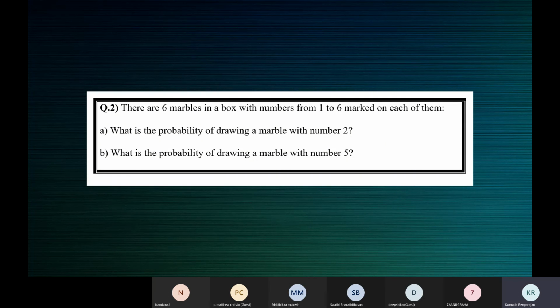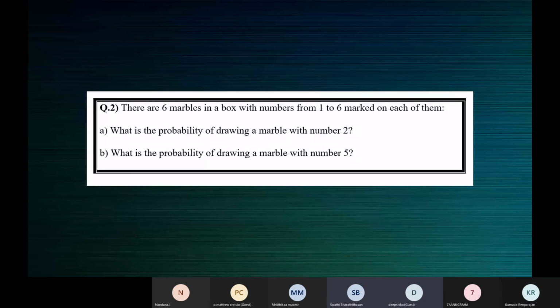The marble which you pick has the number 2 on it. No, wait, let me finish. So, how many marbles are there with number 2? Only one marble, ma'am. Totally, how many marbles are there? 6 marbles, ma'am. So, 1 by 6 is the probability.